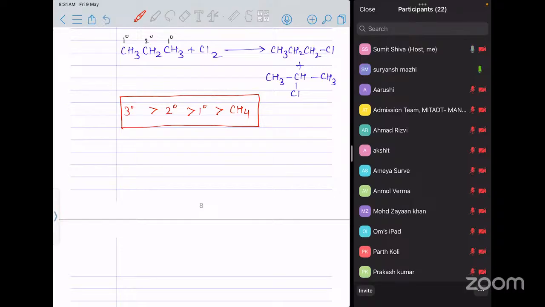Sir, at normal, no reaction will occur. In case of normal, like the simplest possible CH4, the reaction will be there, but there will be only one compound, one and only one compound. Okay, sir. Okay.